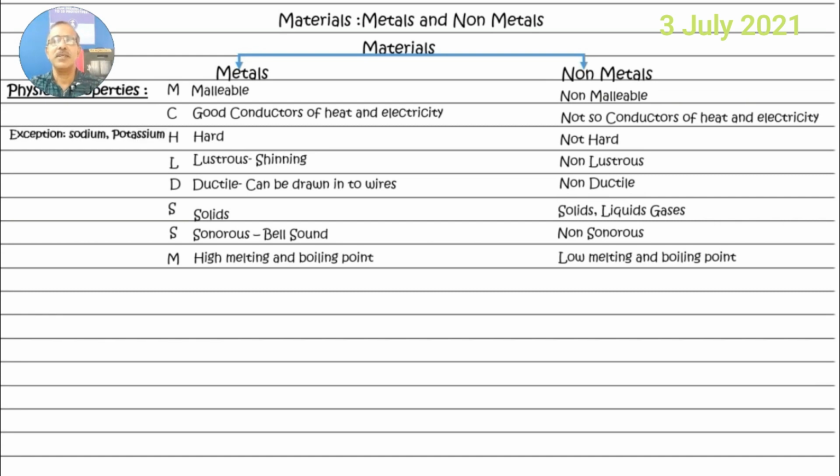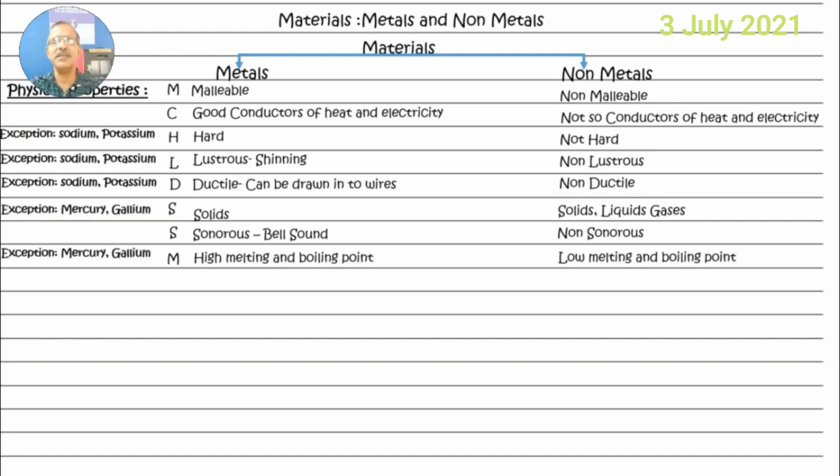Like, all metals are hard, but some metals are not hard: sodium and potassium. So sometimes these questions may come. So also write these exceptions as far as lustre is concerned. Sodium is not lustrous, potassium is not lustrous, and some are not ductile, again sodium and potassium. And all are not solids. You know that gallium and mercury are not solids. So all these things you can write.